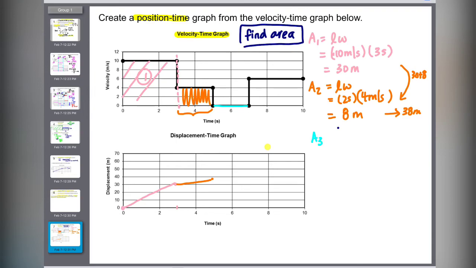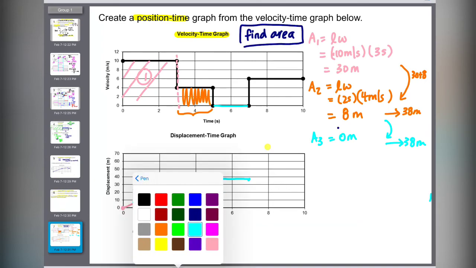Next one, this is the 0, and here nothing happened. I have no area under the curve. I didn't travel anywhere, so that means I was at 38. I didn't go anywhere. I stay at 38. Between the 7 seconds, I actually have stayed at 38.